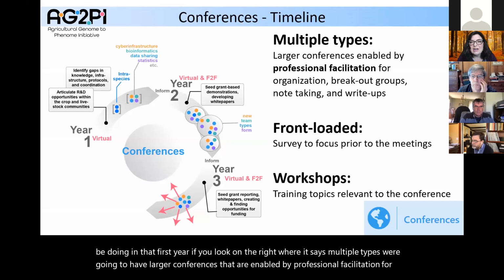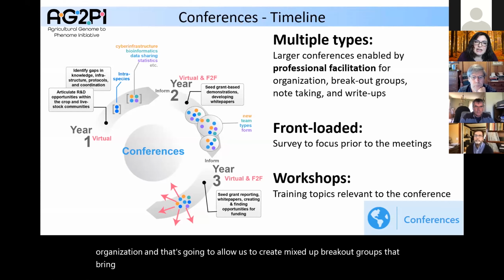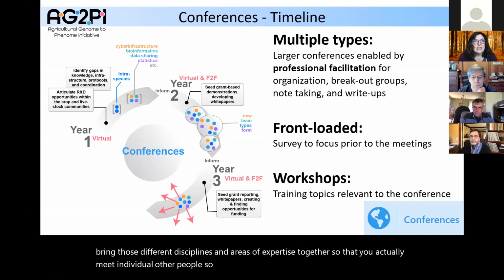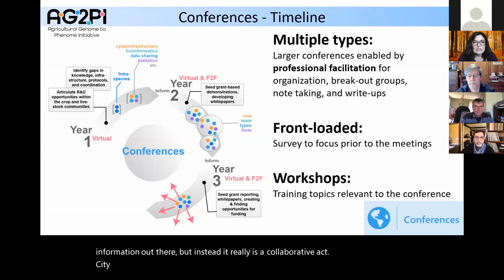And that's going to allow us to create mixed up breakout groups that bring those different disciplines and areas of expertise together so that you actually meet individual other people, so that it's not just us with a megaphone trying to get information out there, but instead it really is a collaborative activity and we learn to work together in this first year. The outcomes of that first year are going to inform the second year.